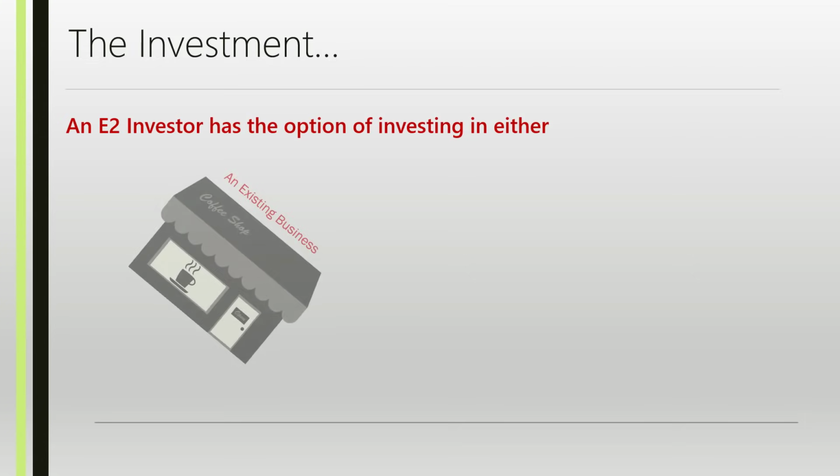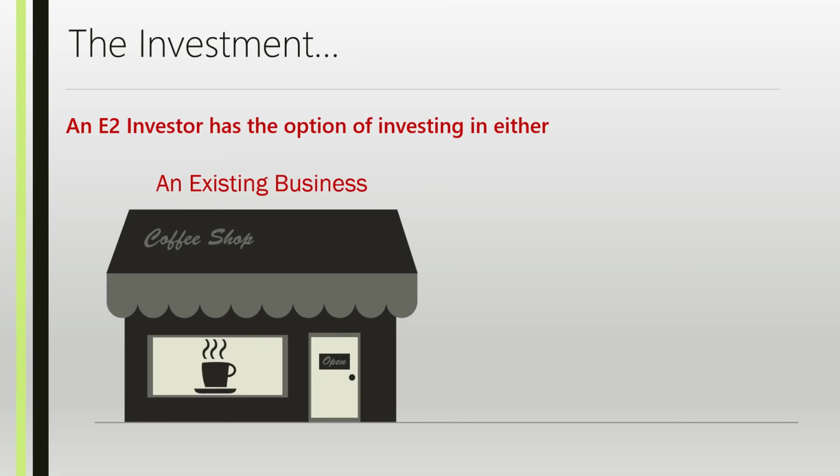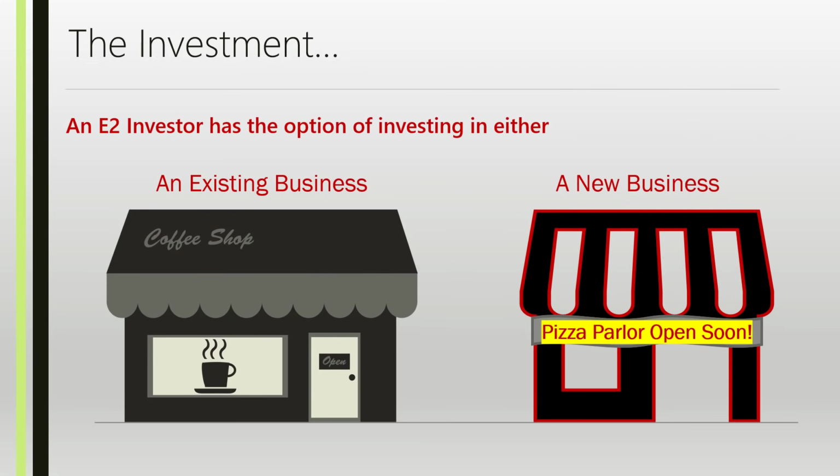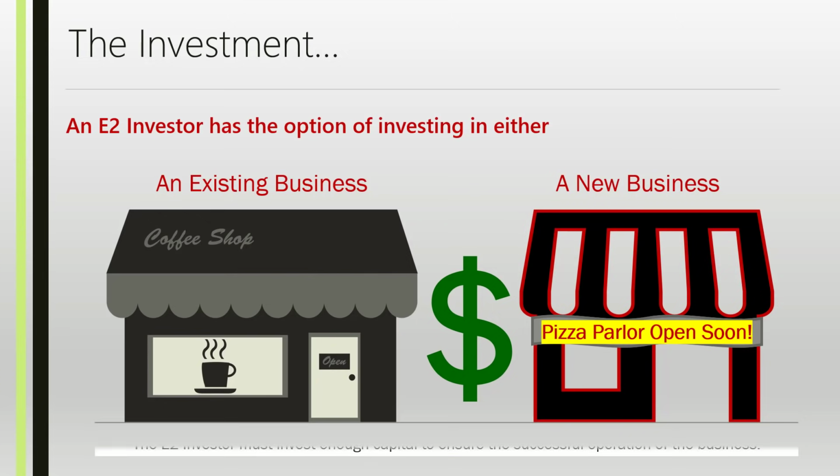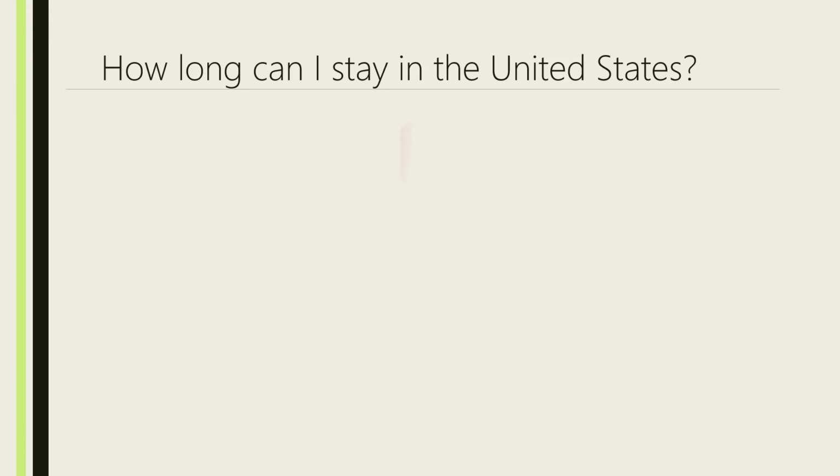The E-2 investor has the option of investing in either an existing business or a new business. Remember the substantial investment criteria? Although no exact dollar amount is specified, just know that the investment needs to be large enough to ensure the treaty investor's financial commitment to the successful operation of the business.